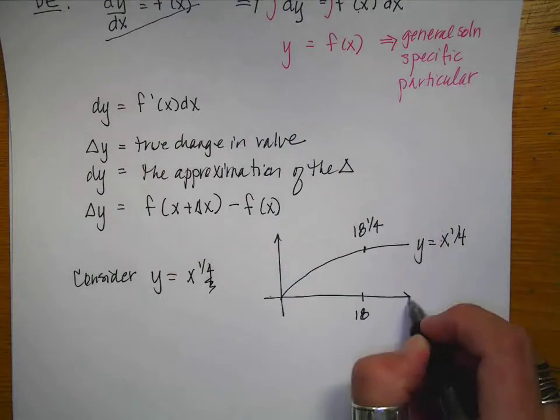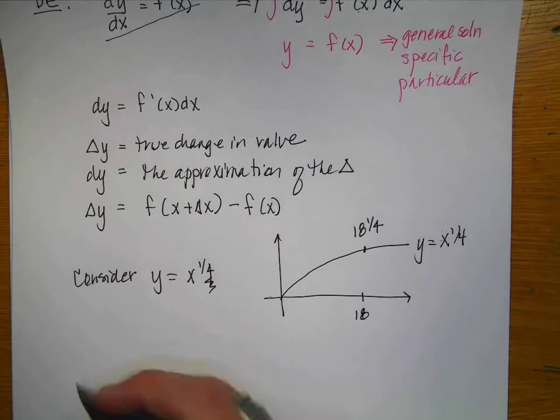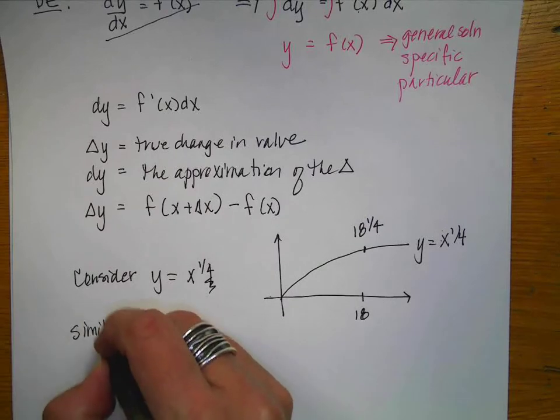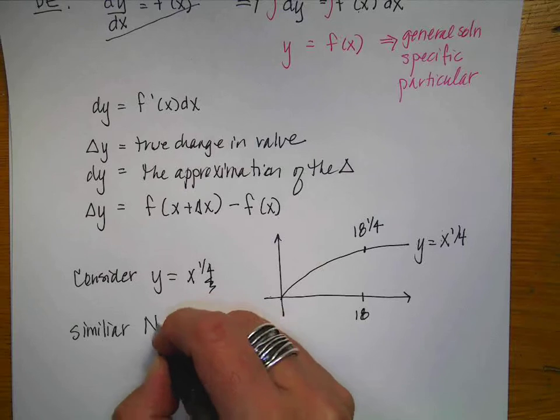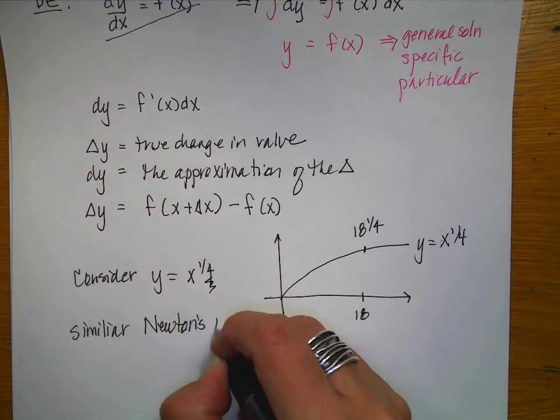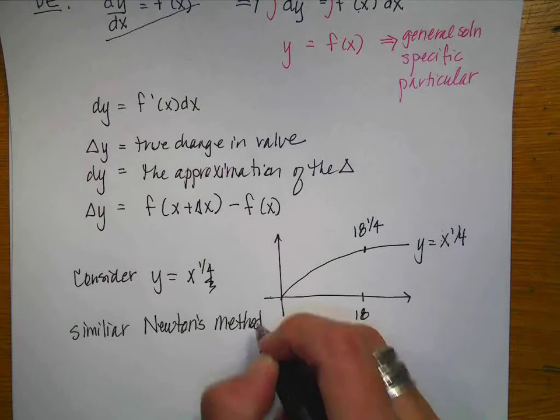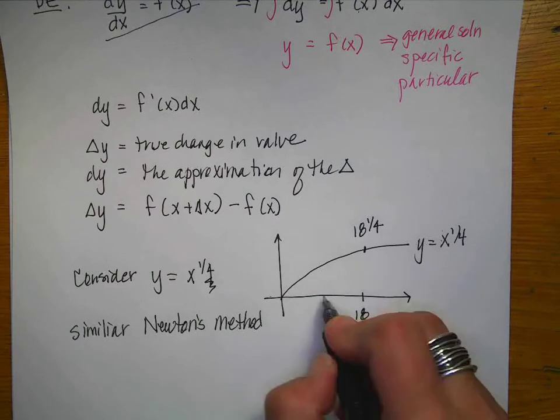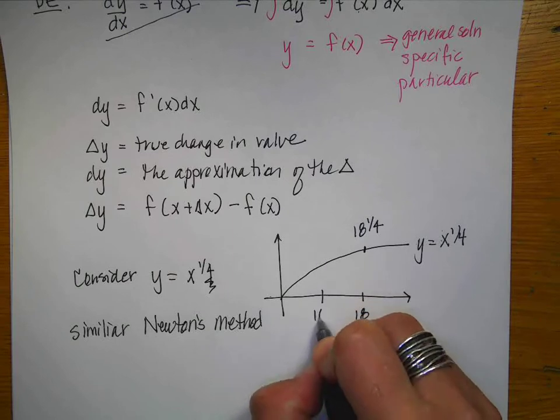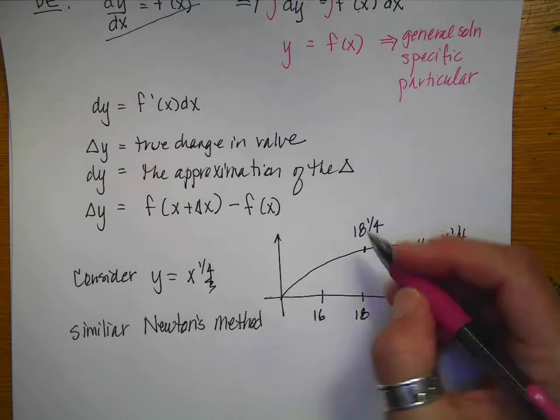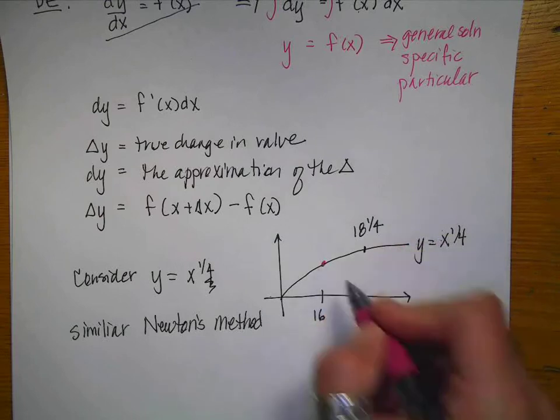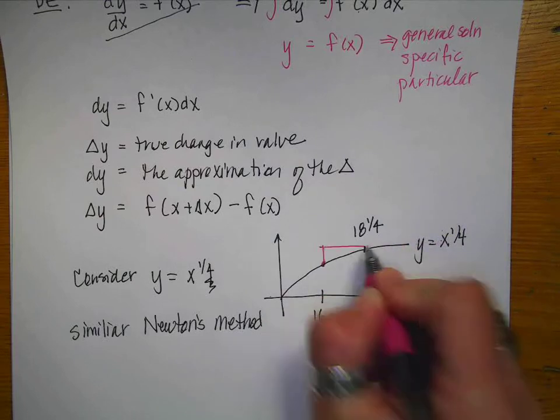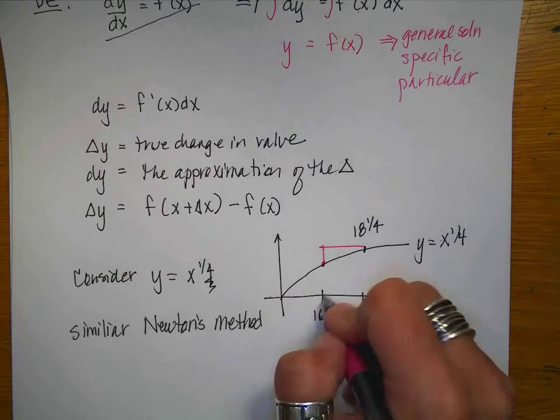So I want to approximate change using differentials, and it's similar to the concept of Newton's method. And remember that Newton's method is using successive tangents to approximate a zero of a function. So in this one, I'm going to look at the point x is equal to 16, just because it is a polite value. Well, the difference, or the change, is here.